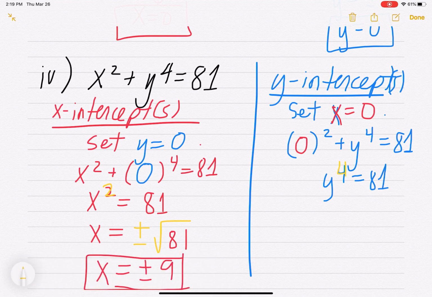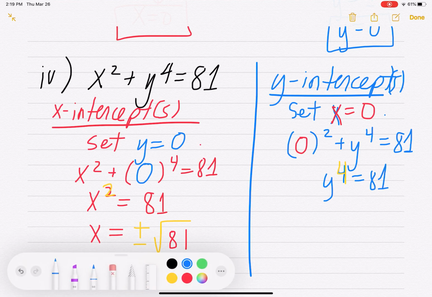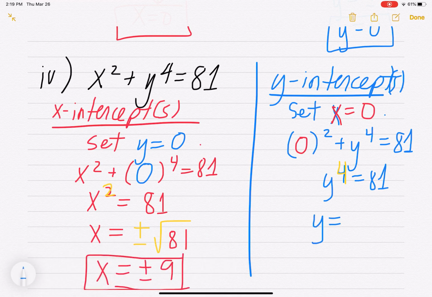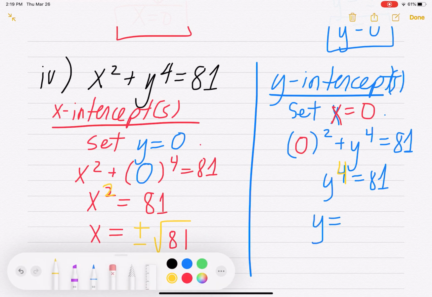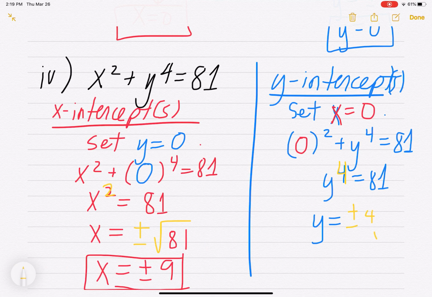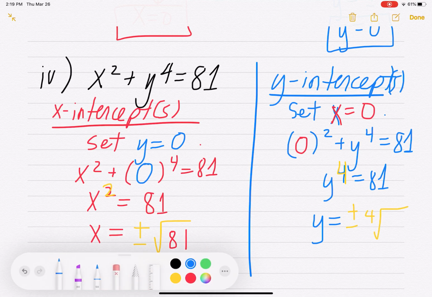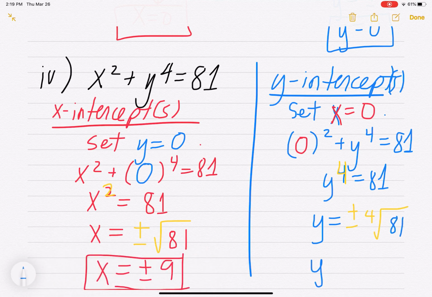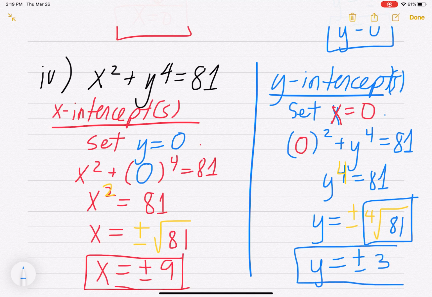This time the power is 4, though. So we're going to drop the power, and since it's an even power, we do plus or minus the 4th root of 81. The question is, what is the 4th root of 81? Here it is 3. So we get 2 y-intercepts, positive 3 and negative 3.